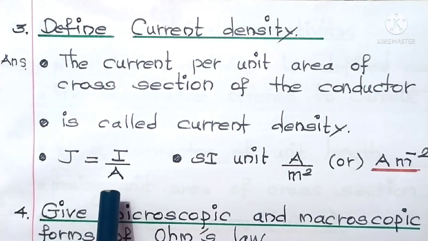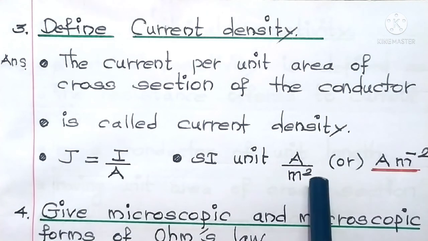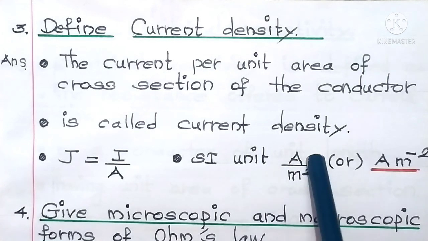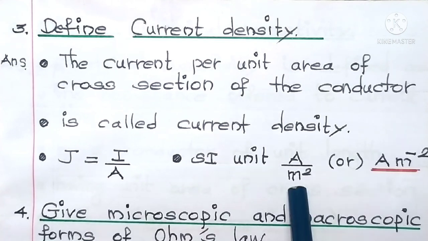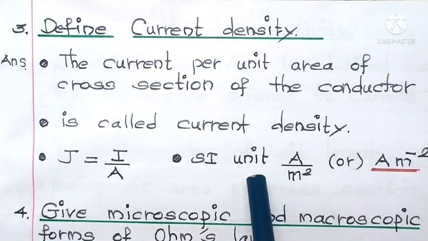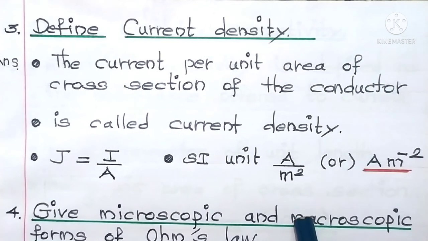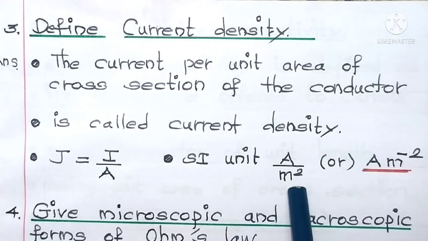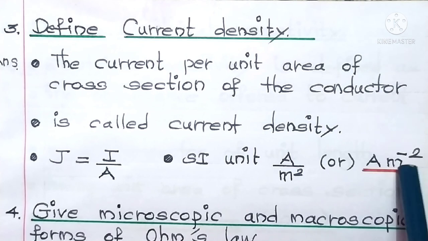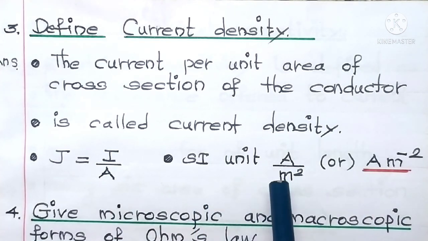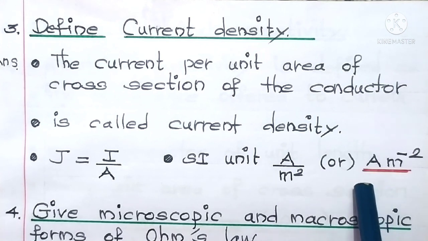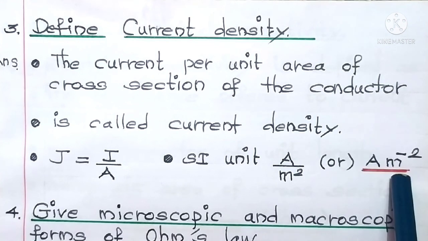So what is the unit for current I? Ampere. So capital A is written over here. And what is the unit for area in SI unit? Meter square. So capital A by meter square. In other words, if meter square goes this way, it will become m power minus 2. So the SI unit of current density can also be written as ampere per meter square.